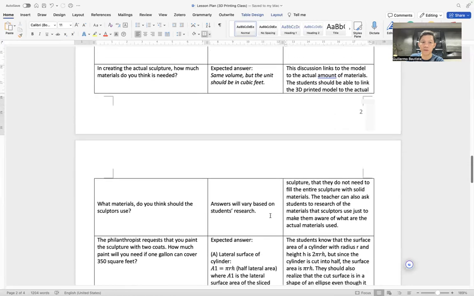Okay, so what materials do you think sculptors use? So this is more on the research part of the students. No? So maybe they don't know how our actual sculptures are made. I myself don't know. So this is an opportunity for them to research on the internet the composition of sculptures and maybe the different materials that are used.